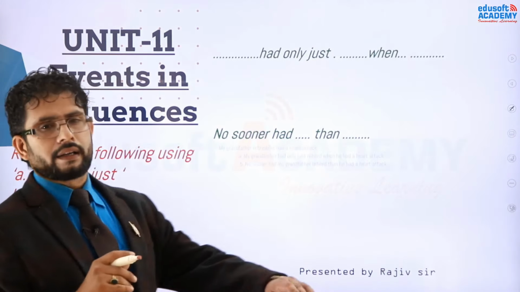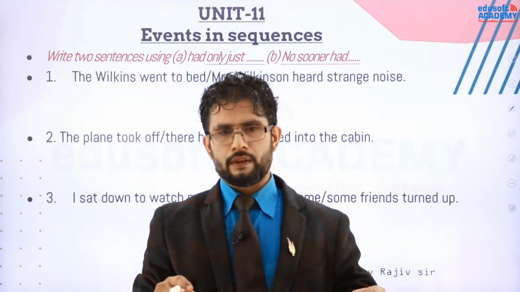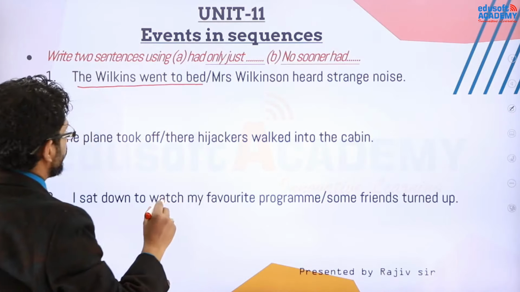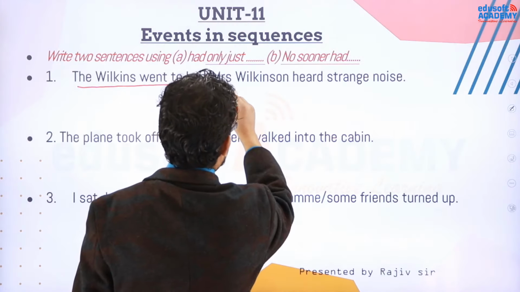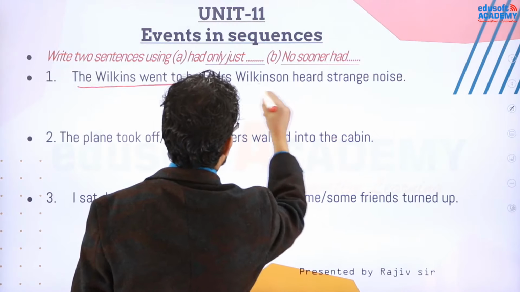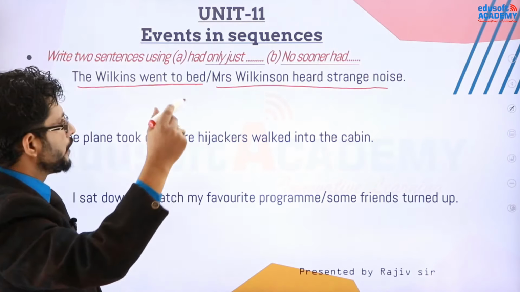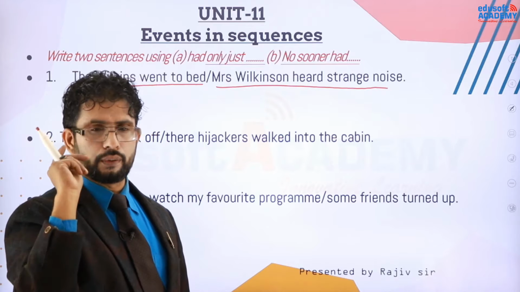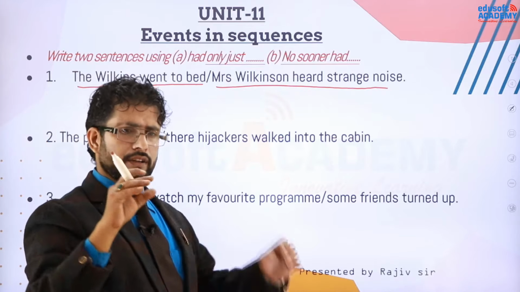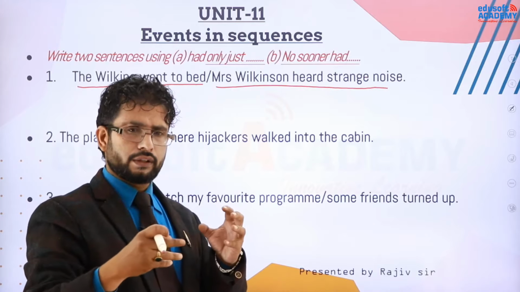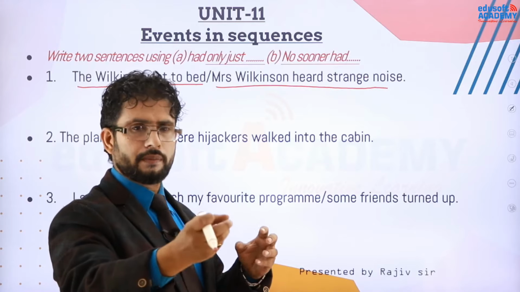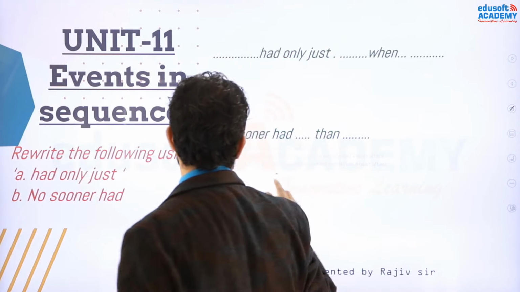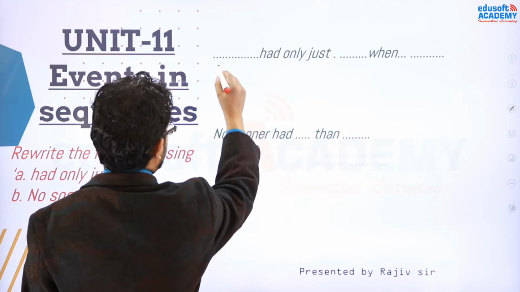Okay, two events are given. Look, here are two events. The Wilkinses went to bed and Mrs. Wilkinson heard a strange noise. Two acts: the act of going to bed and the event of hearing some strange noise. So what happens? It talks about immediate actions, one after another. Just immediately what happened. So we are going to use such a structure over here. So the structure is there. Suppose, let me write a question.